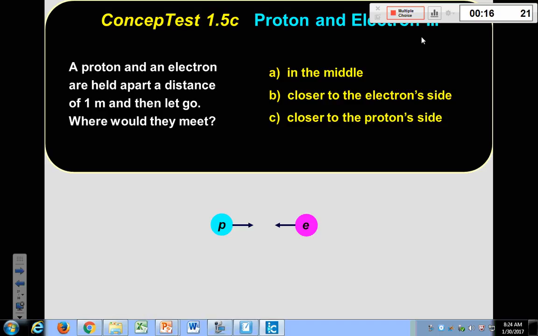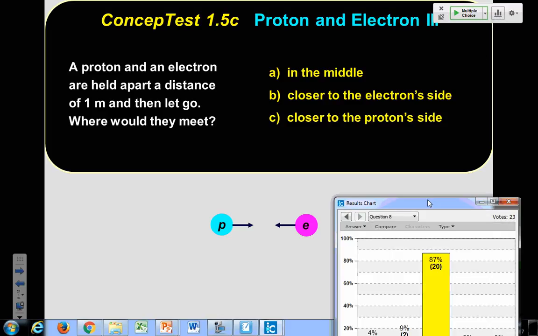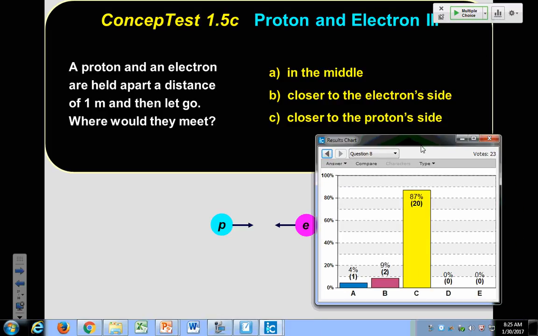But I have a good joke for you, so don't leave just yet. We'll stop at 22. 22. Oh, that's not quite 90%. Listen, the proton moves really slowly. The electron zooms over, so it meets closer to the proton.